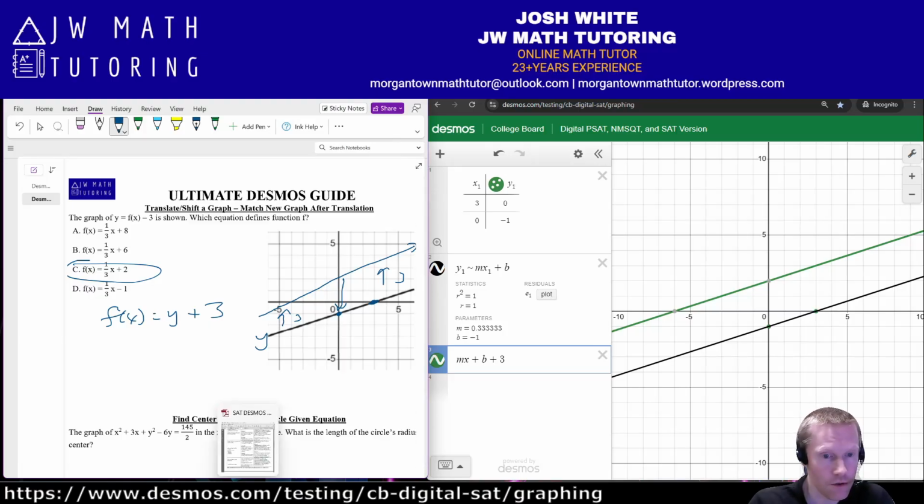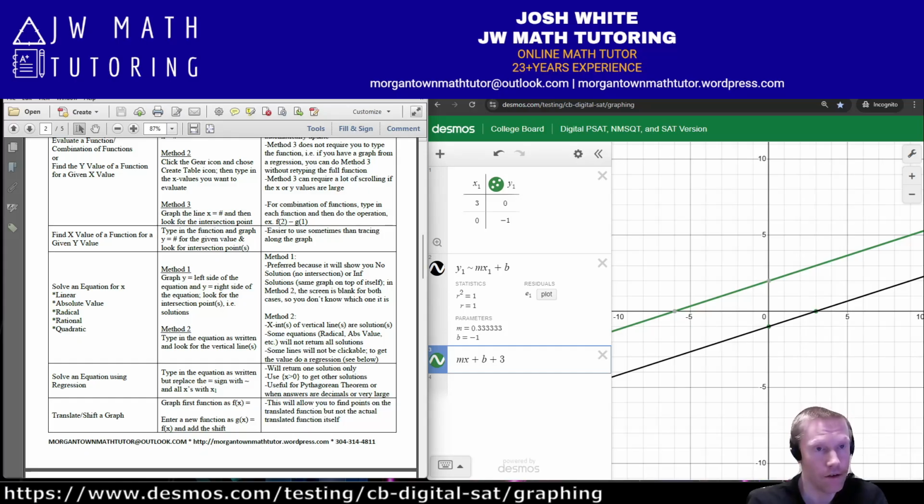All right, so that is the end of the core, or what I call basic, Desmos skills to be familiar with and to be aware of in order to do well on the digital SAT math section.